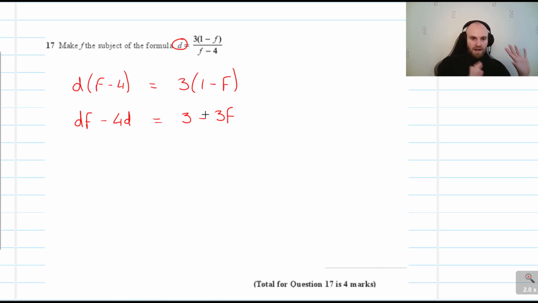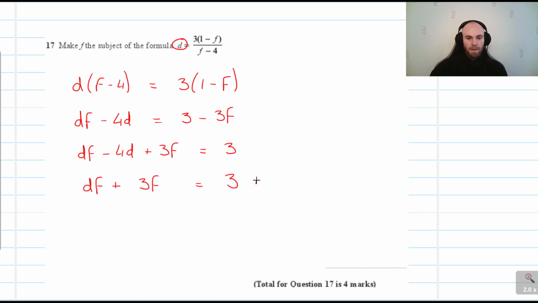Now I want to get all of these F values on one side, all of the other values on the other side. So I'm going to add 3F to both sides to get this 3F over here. So that's going to be DF minus 4D plus 3F equals 3. I want to get this 4D away from the F, so I'm going to add 4D to both sides. So it's going to be DF plus 3F equals 3 plus 4D. And now I'm going to factorize that F. So we've got the F values on one side, everything else on the other. I want to factorize F, just pull it out of the equation.